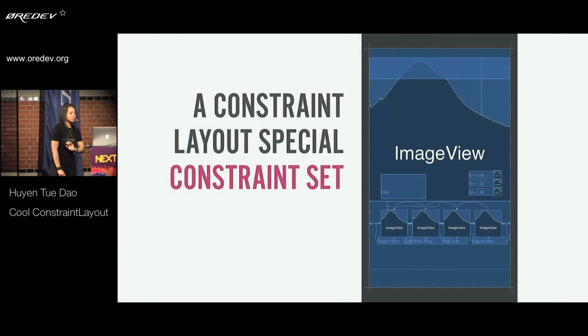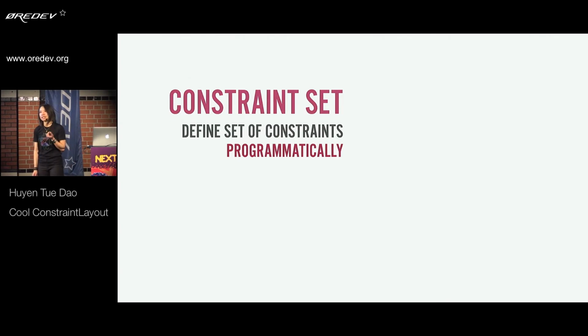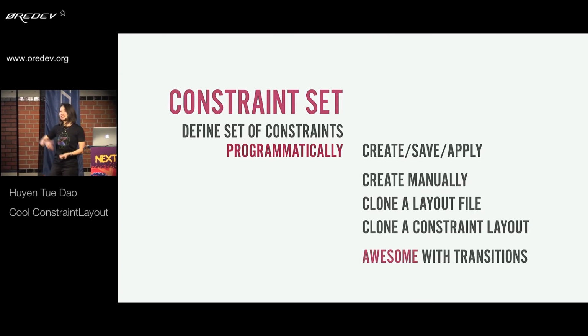So this is something that's really special and one of my favorite things about constraint layout, which is the constraint set. Basically, a constraint set is a way for you to define a set of constraints, a set of relationships between views, programmatically. It's almost like saving the state of a constraint layout. You can create a certain state, save it, and then bring it back and apply it later. And there are 3 different ways of building a constraint set for a constraint layout.